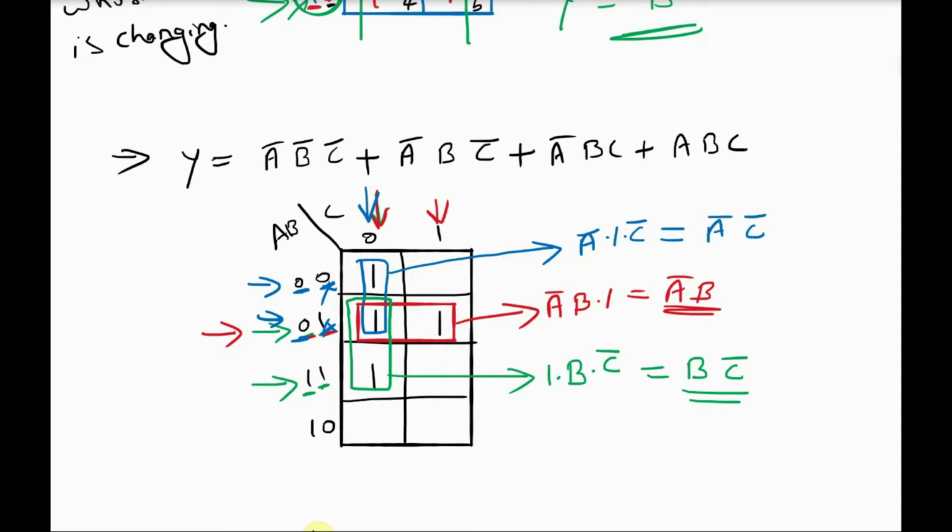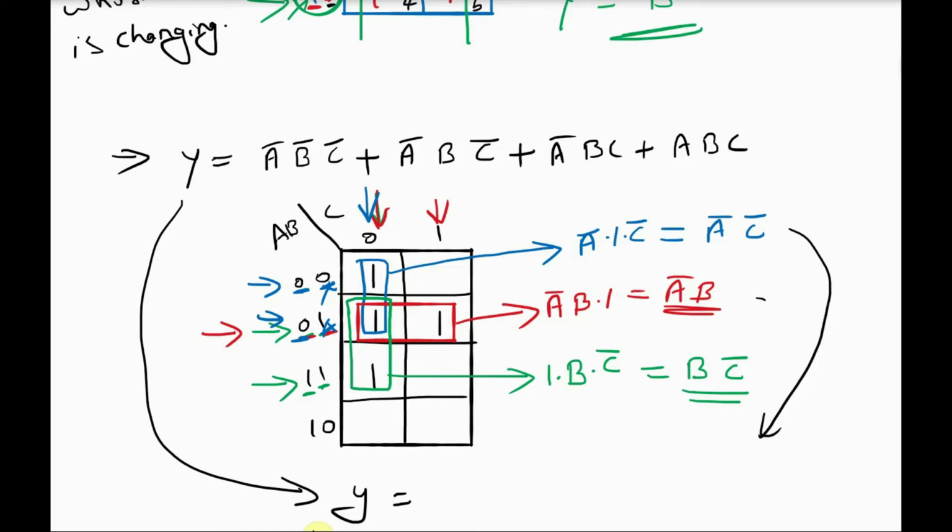So these are the three terms, and for the final simplified version of the equation, y is equal to, we have to add all these terms. That is A bar C bar plus A bar B plus B C bar. So this is the final simplified expression of the given question.